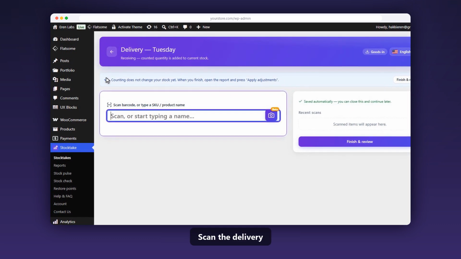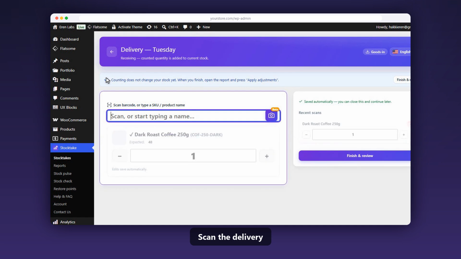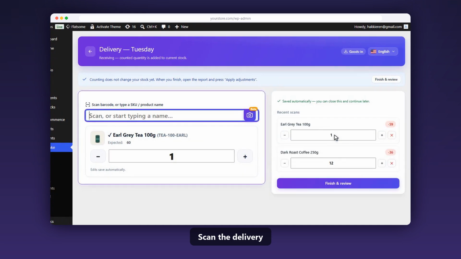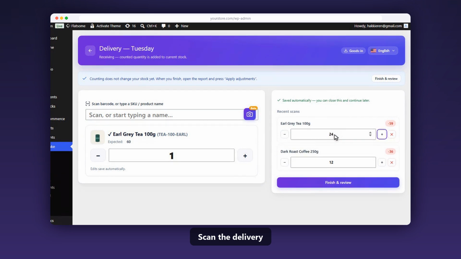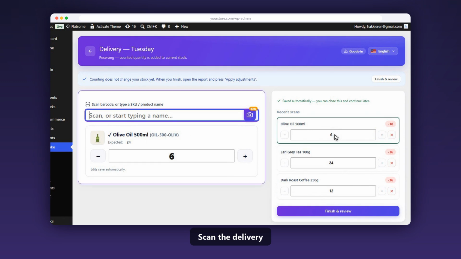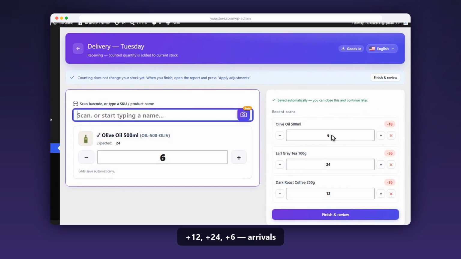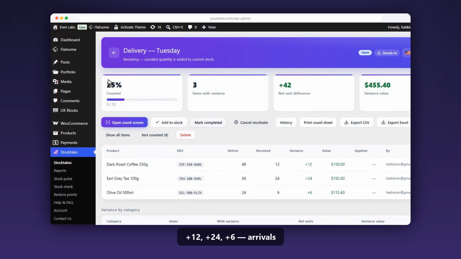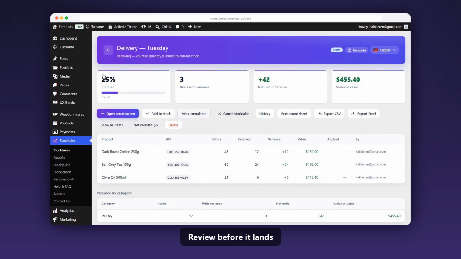Then scan the delivery in. Same scan box, same speed. 12 of one, 24 of another, 6 of a third. These are arrivals, not shelf counts. Review it before it touches your stock, exactly like any other count.